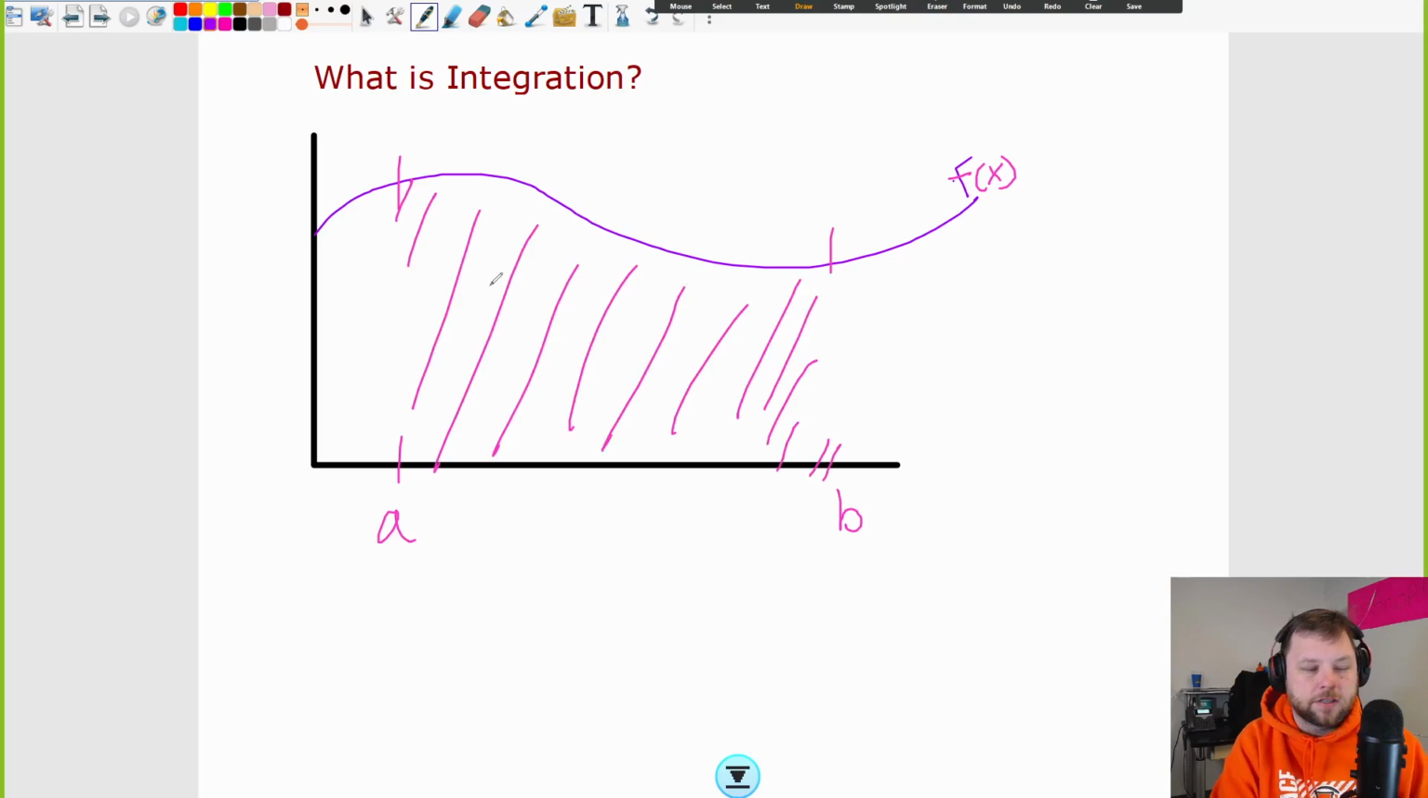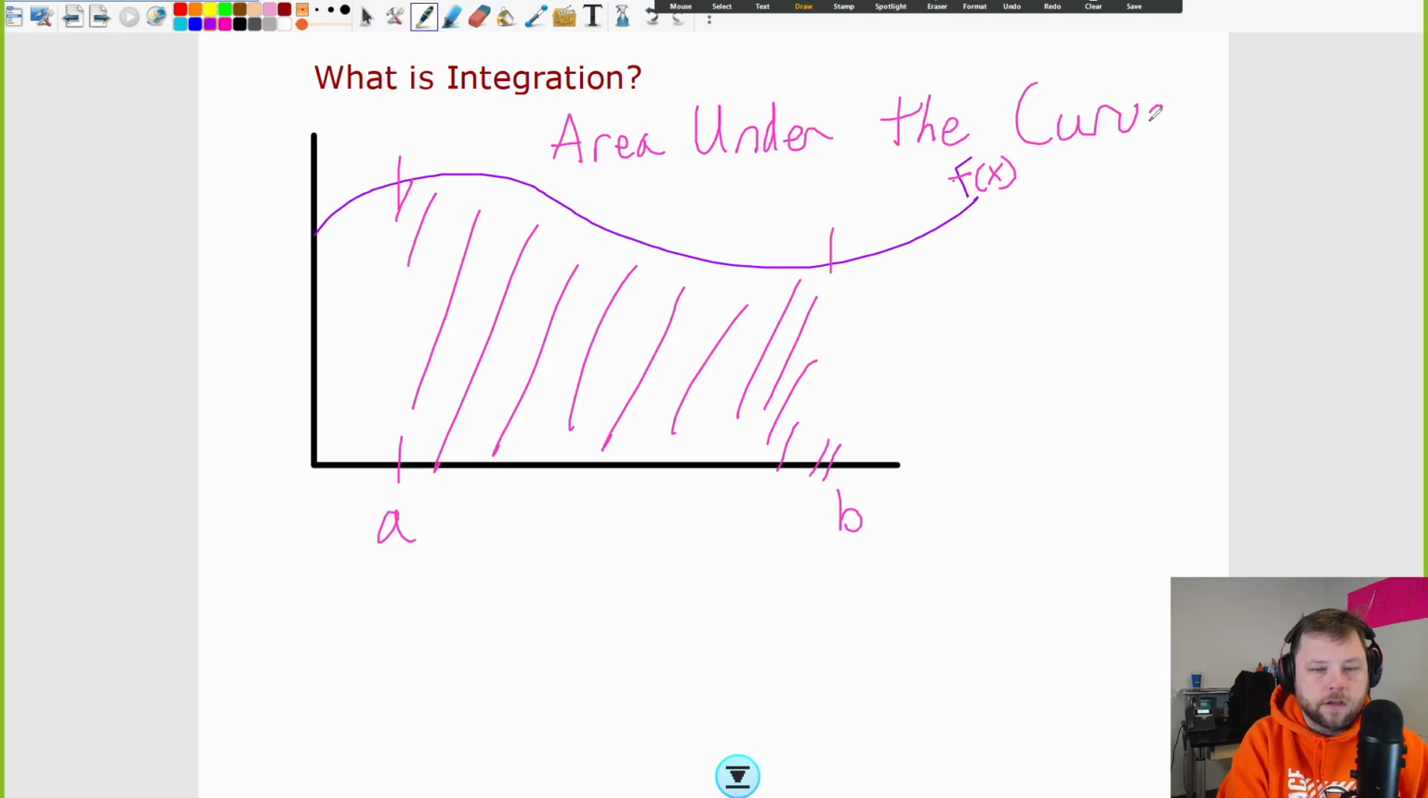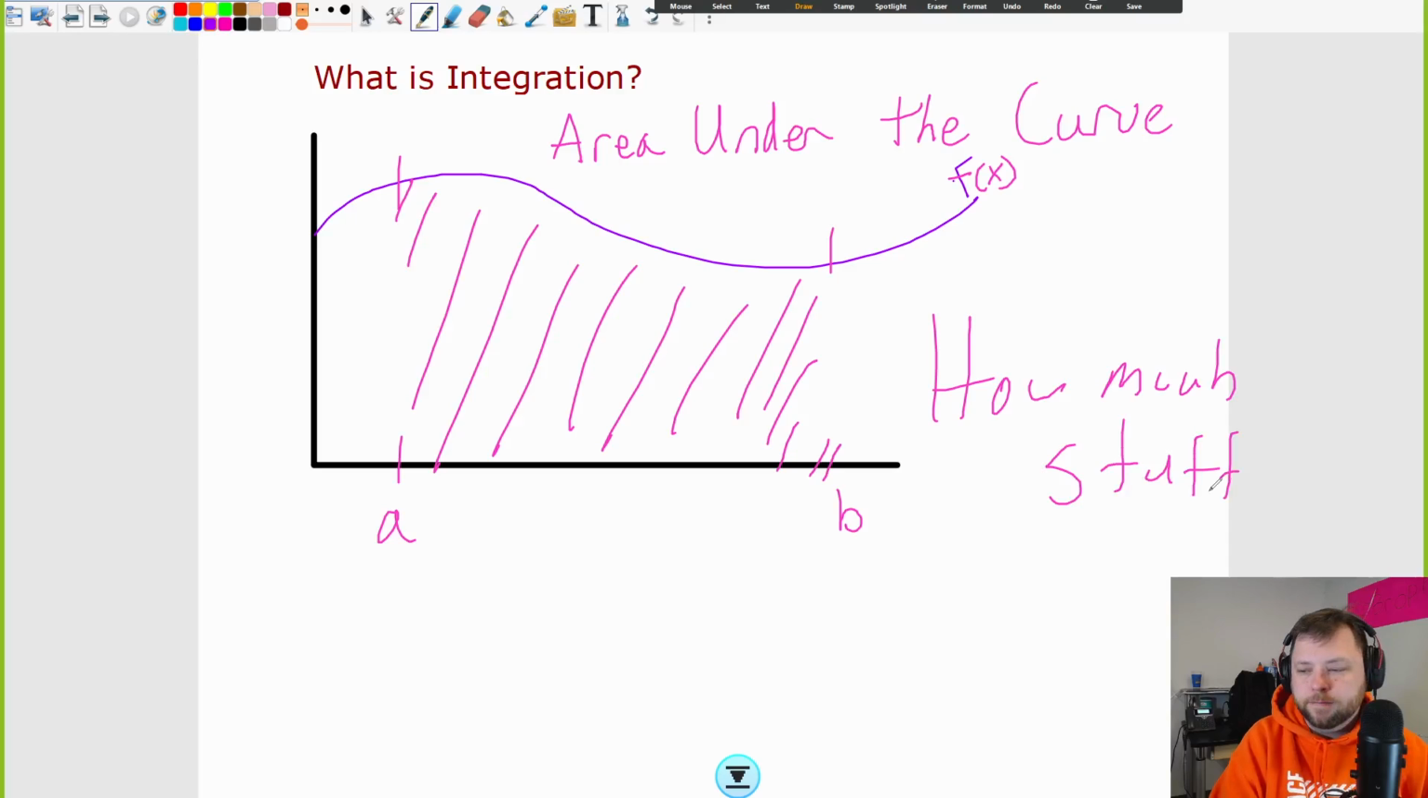How much stuff is here? I like saying area under the curve. My other way of saying this is how much stuff. So you're trying to find out how much area is here. And especially, you know how to do areas of rectangles and those basic shapes. The idea in calculus is we might have areas that don't conform to one of those basic shapes. So we can use some calculus to figure out that area under the curve. So that's what it represents.